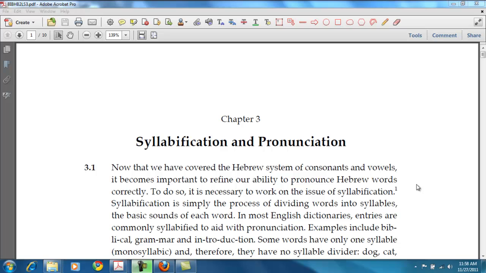Syllabification is simply the process of dividing words into syllables and the basic sounds of each word. In most English dictionaries, entries are commonly syllabified to aid with pronunciation. Examples include bib-li-cal, gram-mar, and in-tro-duc-tion. Some words have only one syllable, which are called monosyllabic. They have no syllable divider, like dog and cat.